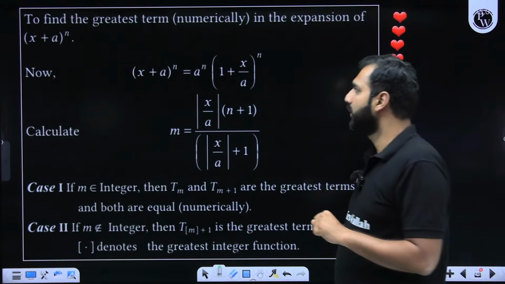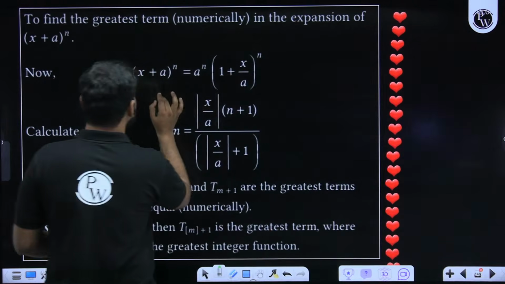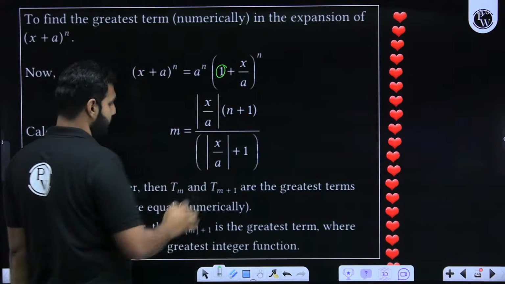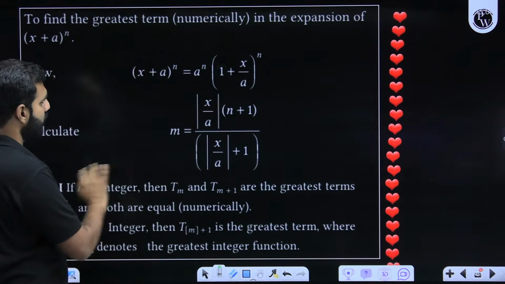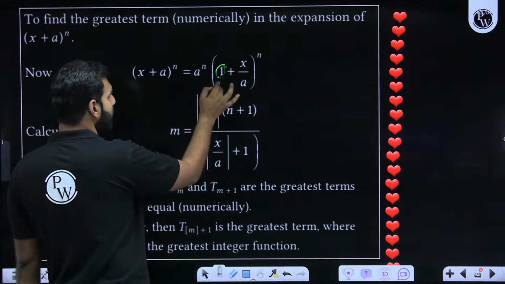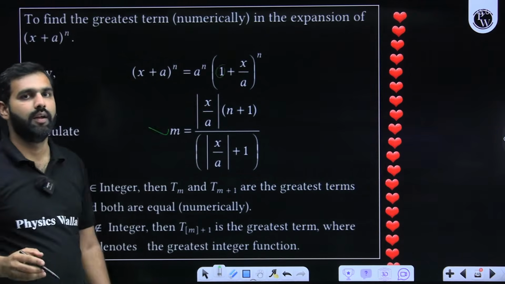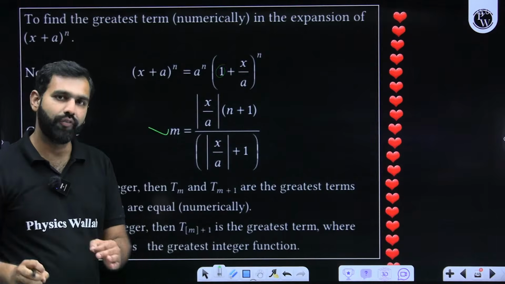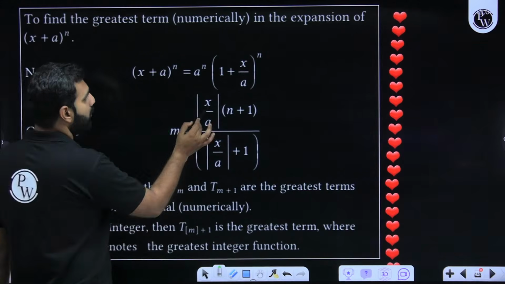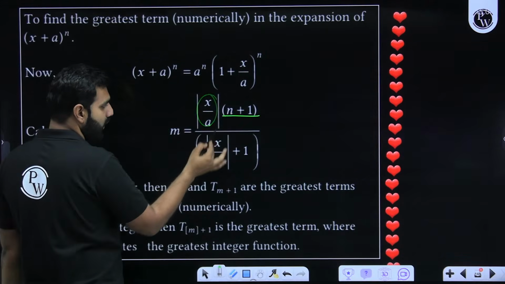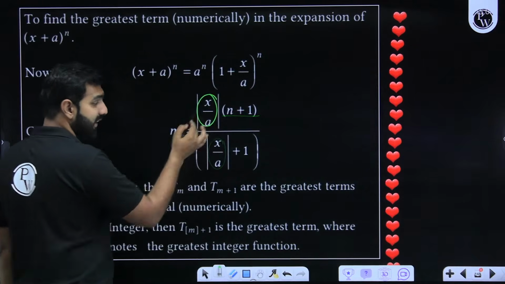The idea is really simple here, students. First of all, you should have a 1 here. Or simply forget this, just find out m. Now, how do we find m? To figure out m, all you need to do is |x/a|(n+1) upon |x/a| + 1. What is x? x will be given. You will be given a certain value of x.